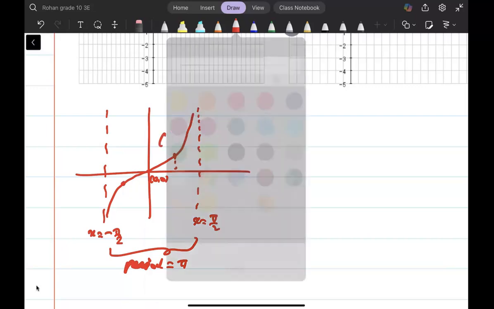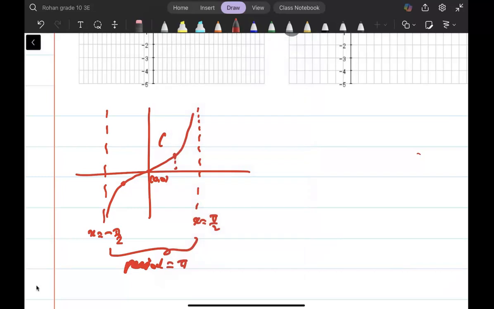There's a point over here and a point over here which are important for us. Do you remember what those are? Pi over 4 and 1, and this is minus pi over 4 and minus 1. I need to remember that. These are the main points you need to show.